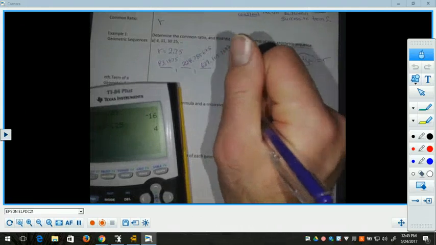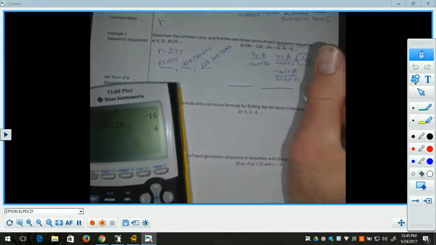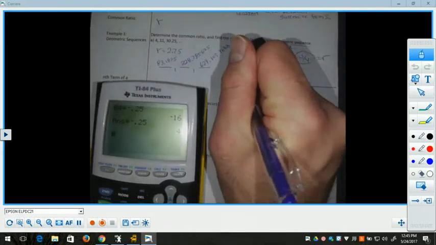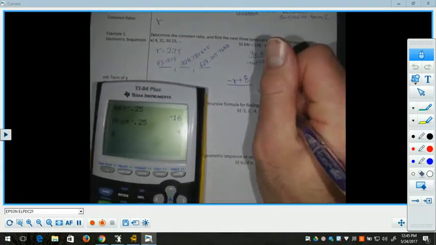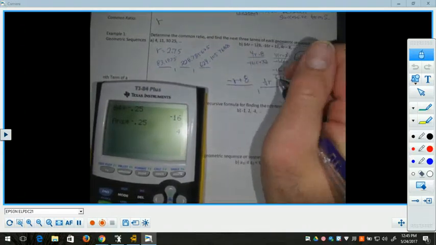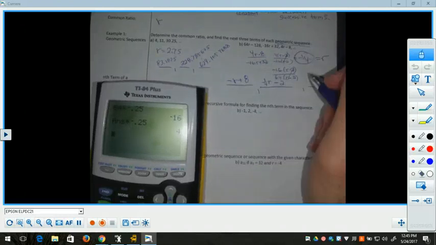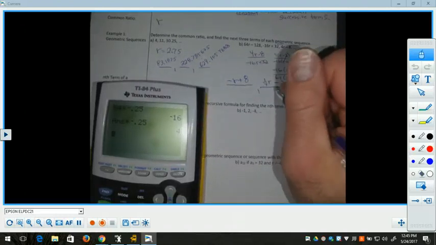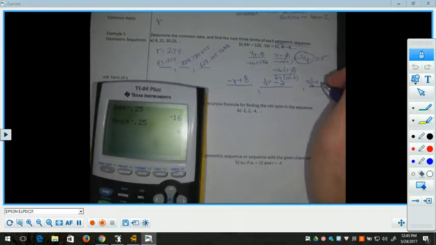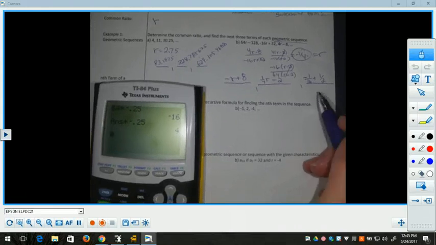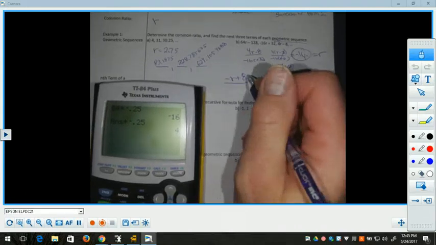So my next three terms: if I have this and distribute negative 1/4, that's going to become negative r plus 8. Then if I distribute negative 1/4, I'm going to get 1/4 r minus 2. Then if I distribute the negative 1/4 to that, I'm going to get negative 1/16 r plus 2/4, which is 1/2. So there are my next terms based on that being the common ratio.